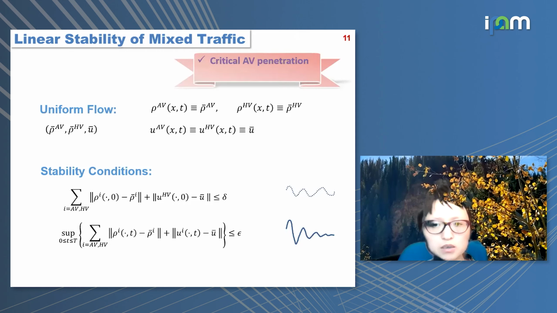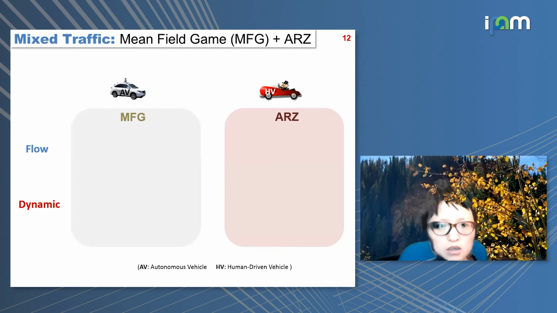In this work, we showed the critical AV penetration rate needed to stabilize the traffic. Actually, it's much higher than what many people have found so far because of the different model we use. And then we found that the mean field game by design can inherently stabilize the traffic. We don't have to specifically find the stability conditions. So this is how we control AV using the mean field game we proposed.